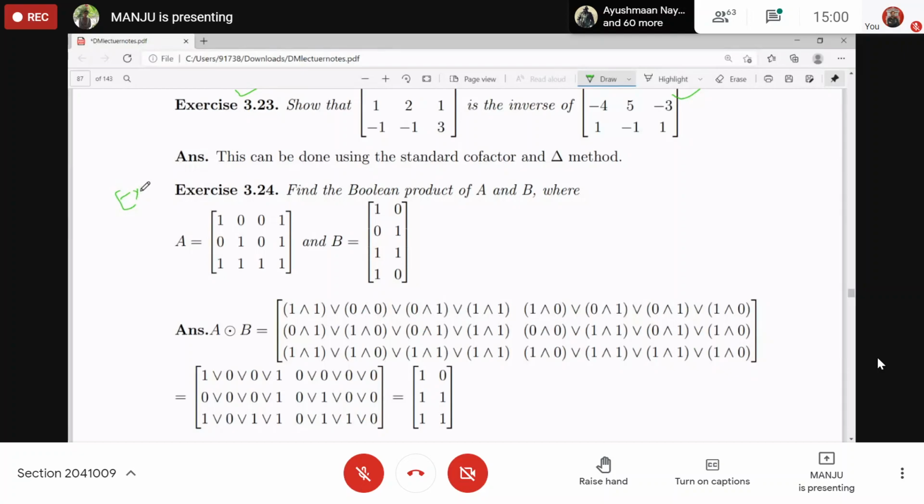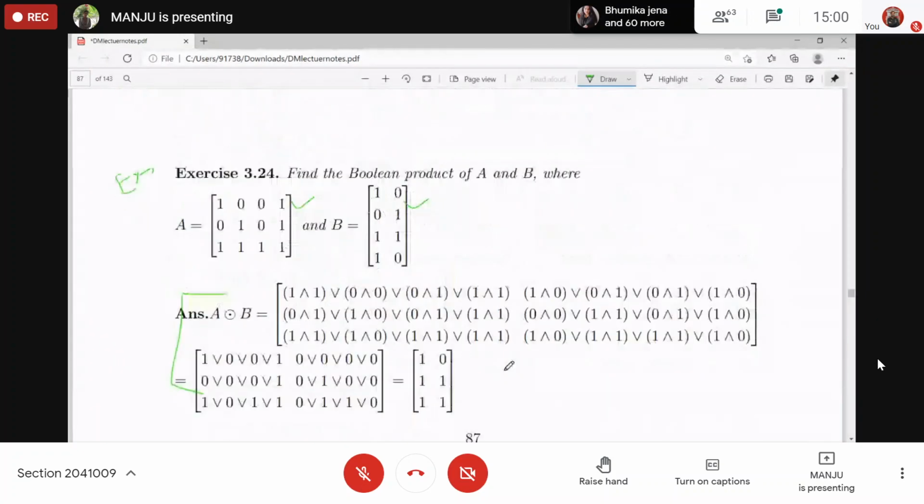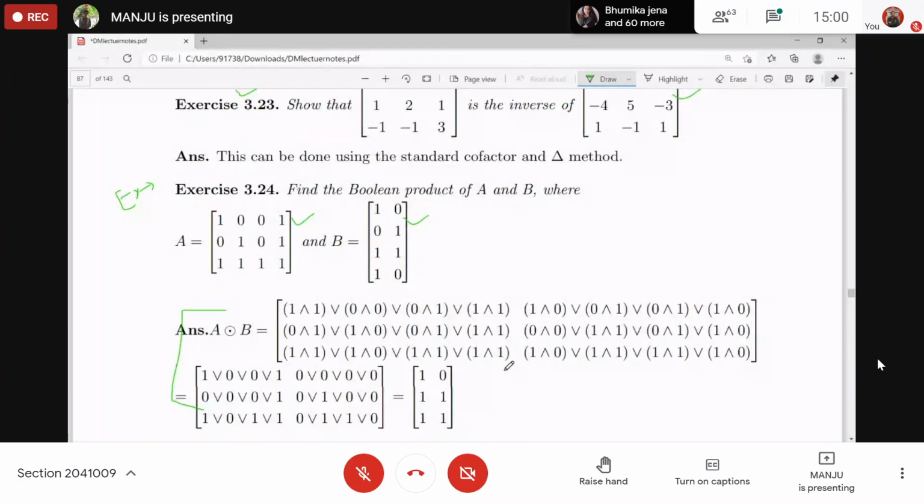You can take a screenshot for the answer as well. Find the Boolean product of A and B. A is given as this one, B is given as this one. Clear?